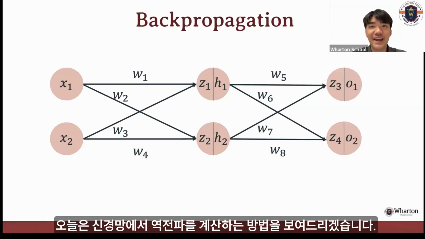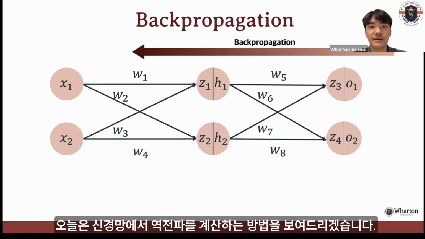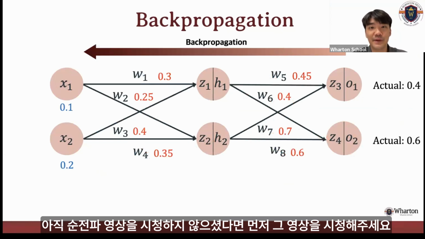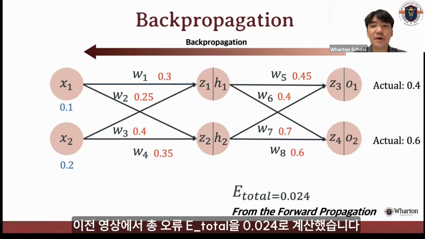Hello, art students. Today, I'm going to show you how to calculate backpropagation in neural networks. We'll use the same example as we did in the last video on forward propagation. So if you haven't watched it, please refer to it. In the previous video, we calculated the total error, E total, to be 0.024.